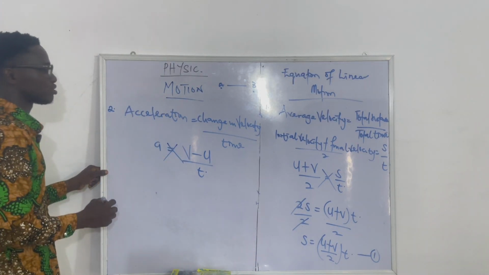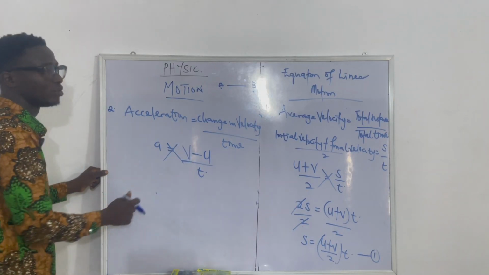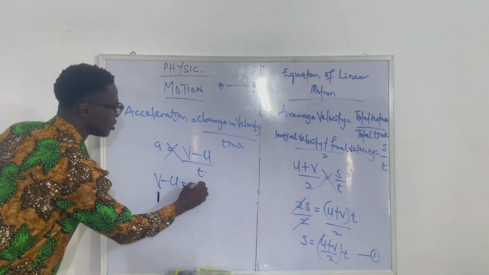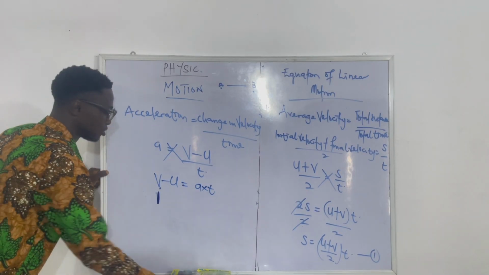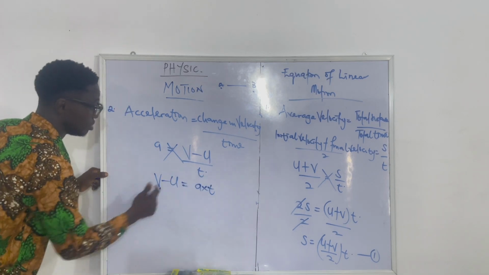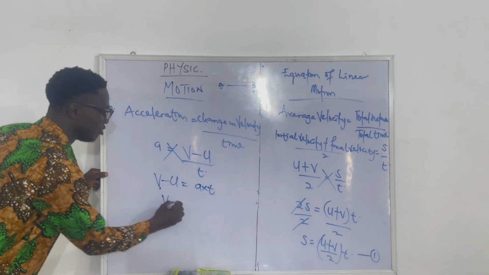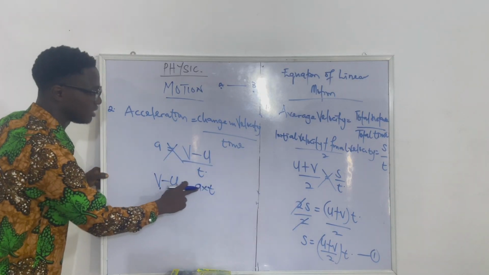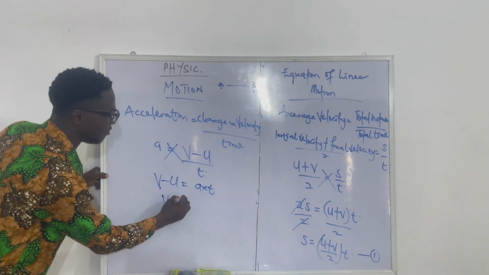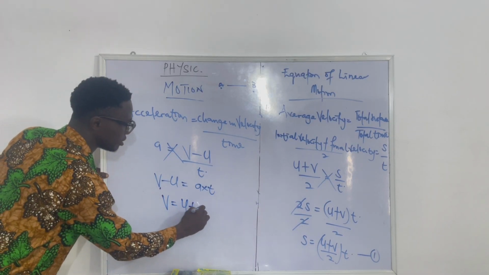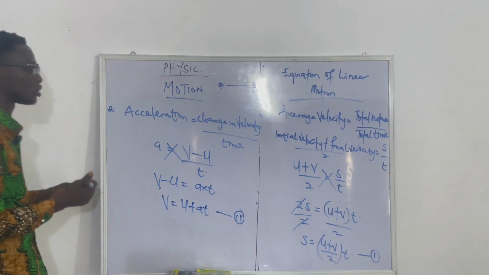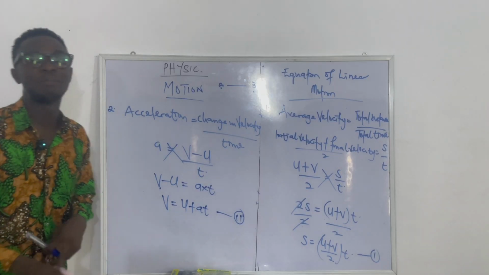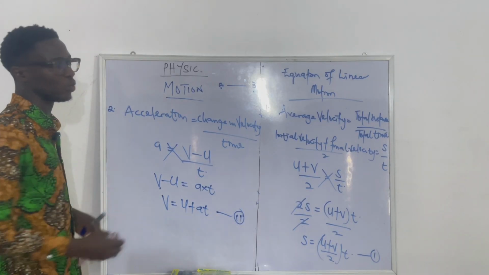So let's cross multiply, then make v, the final velocity, the subject of the formula. So v minus u equals a multiplied by t. If u crosses the equality sign, it becomes a positive u, so v equals u plus at. This is the second equation of linear motion. The remaining two equations are gotten from these two equations.